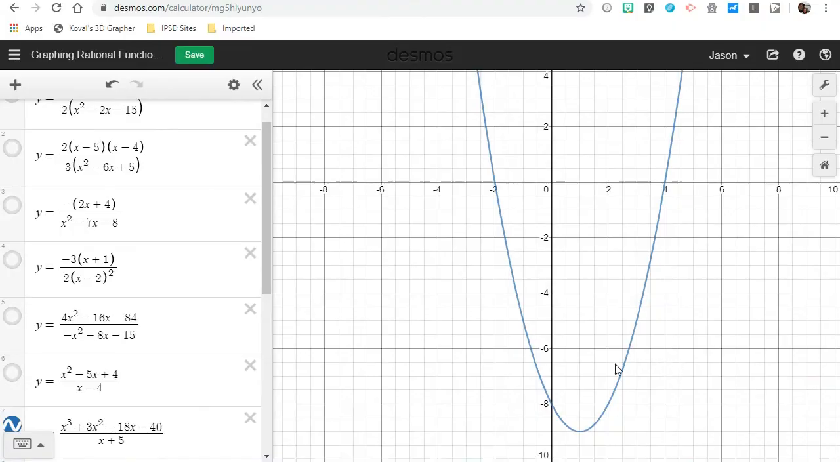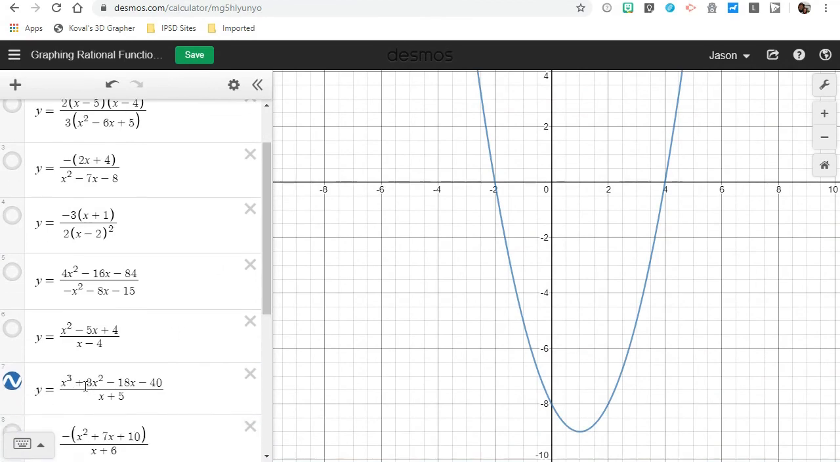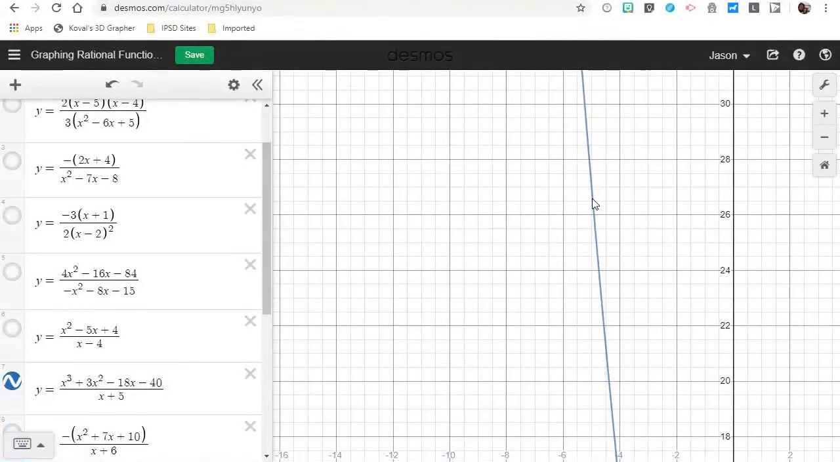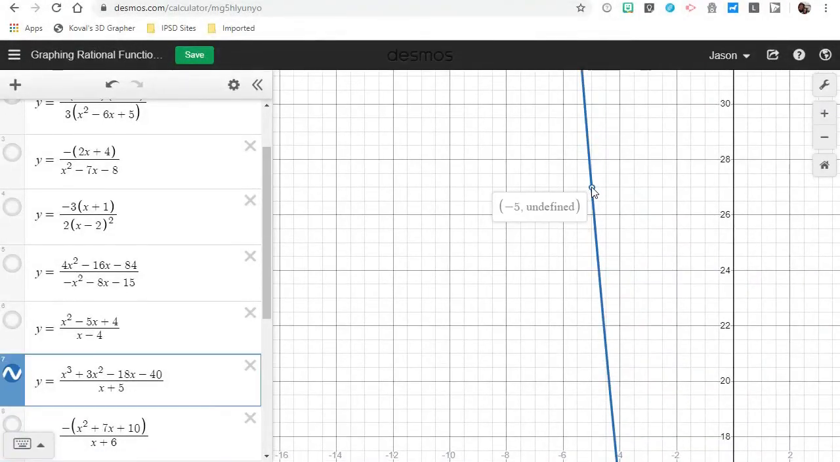This function, as we indicated, is going to look like a parabola because when we did the long division here, or the synthetic division, we would end up getting x plus 5 to be a factor of this. So this ends up being a perfect parabola, with the exception at -5. If I move far enough up to see where -5 is, it is undefined at that value. So -5, comma 27 is a hole.